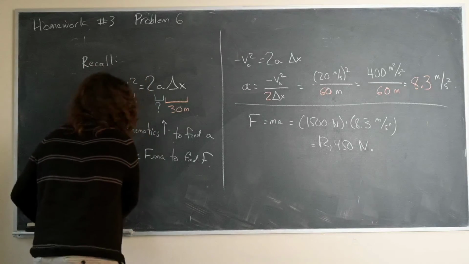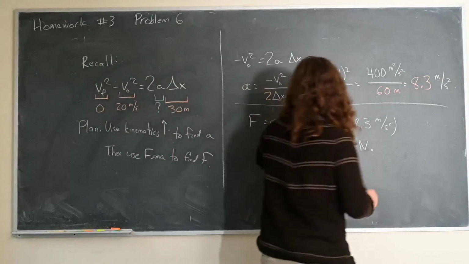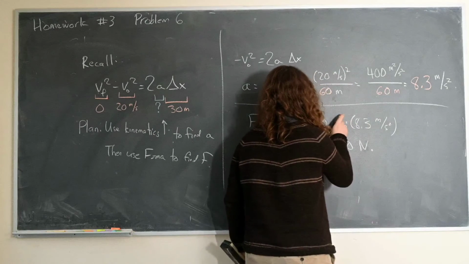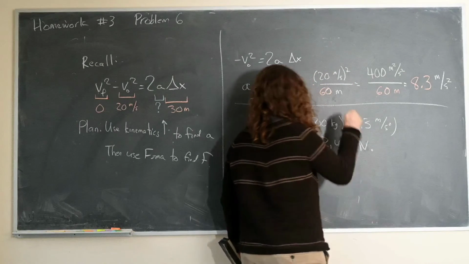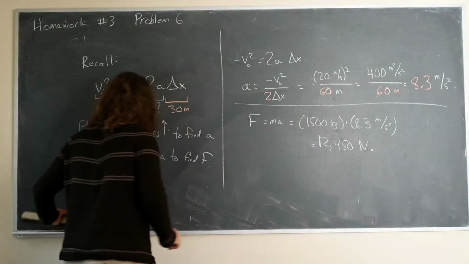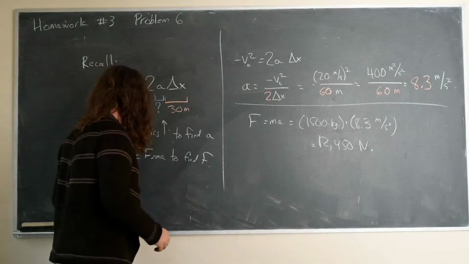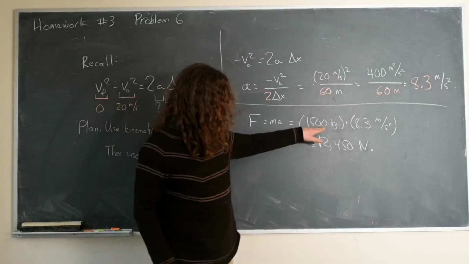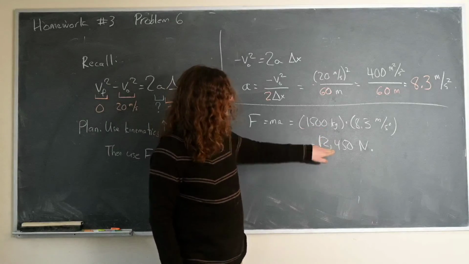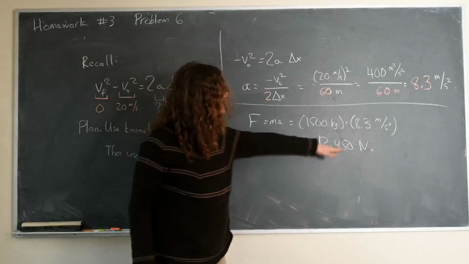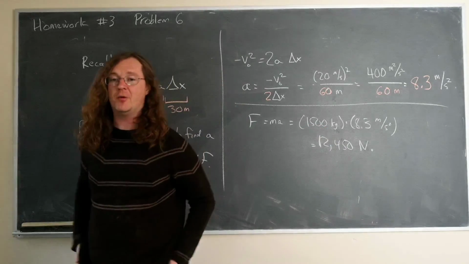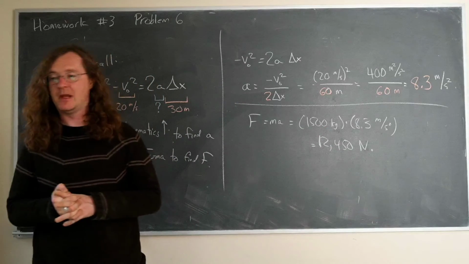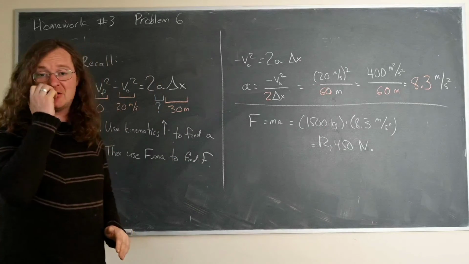Whoops, no. What am I doing? 1,500 kilograms is the mass of the car. And if you think about it, this car weighs about 15,000 newtons, so its brakes are applying a force to it almost as big as its weight. So that's problem 6. That's fairly straightforward.